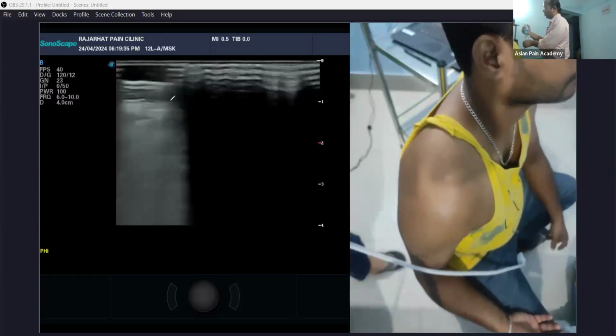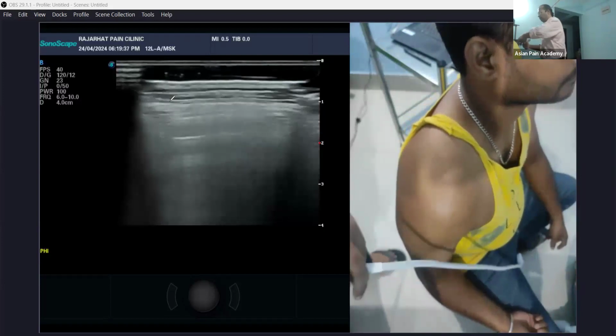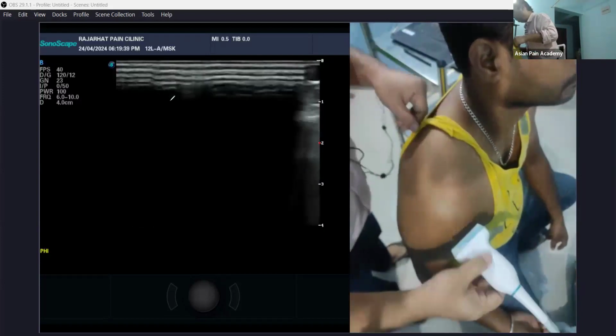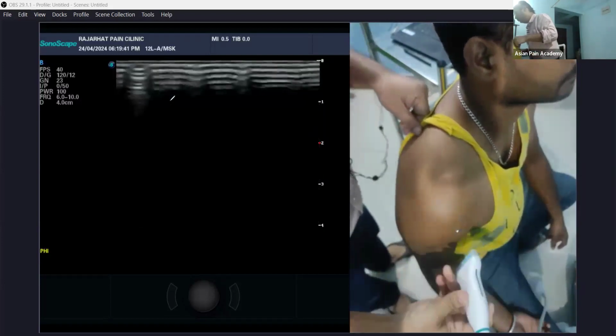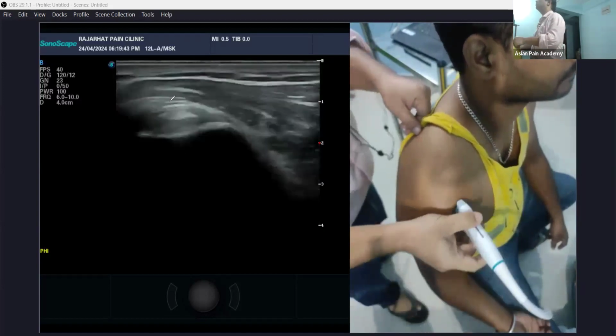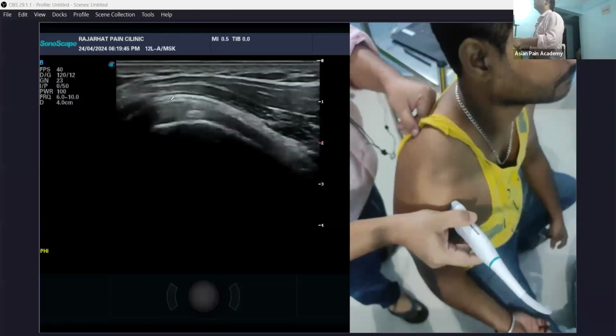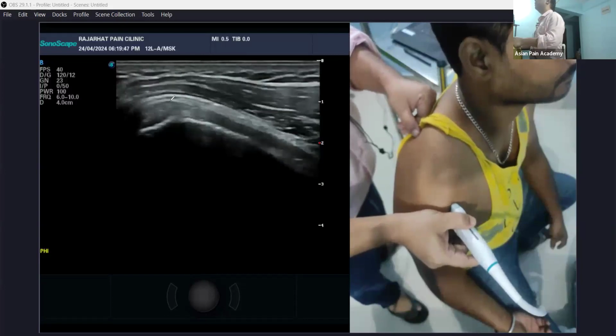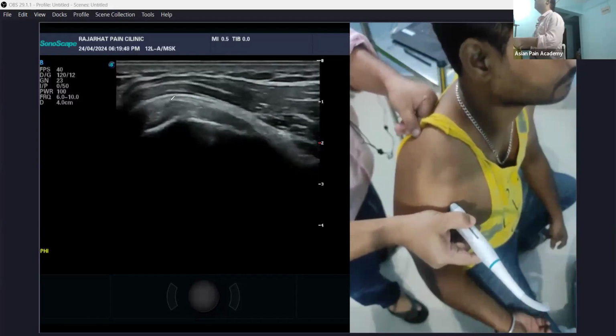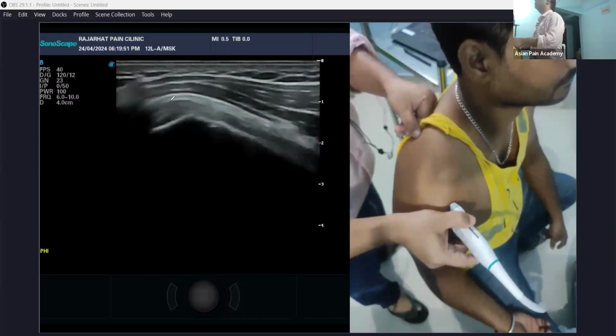Now we will see this same tendon in a long axis view. So this is the biceps tendon in a long axis view.